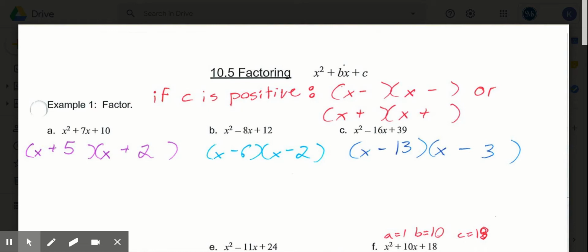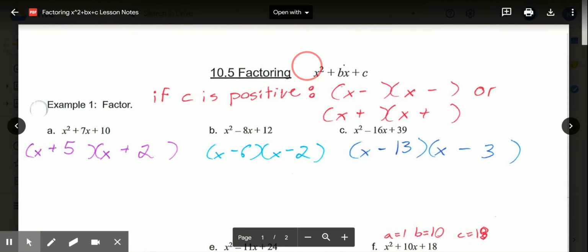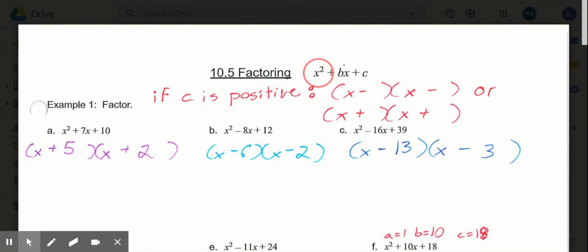In this case, we are looking at factoring any expression that is in the form of x squared plus bx plus c. So what it means with the x squared first is that our leading coefficient in front of the x is always the number 1. So all of these expressions, or trinomials in this case, will start out with just an x squared.